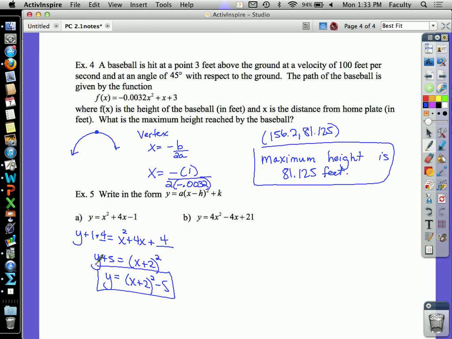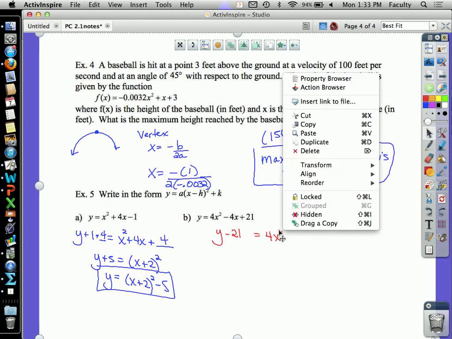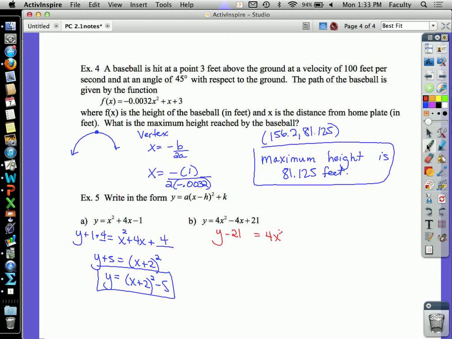Okay, letter A, you start by adding 1 to both sides, and then to complete the perfect square, you take half of 4, which is 2, and square it, and then subtract your 5. Alright, letter B I thought would be a little bit more difficult. You subtract the 21, and then you want to factor out the 4. And so when you do that, be careful because that's x squared minus x. So you're going to take half of 1, which is 1/2, and you square it.